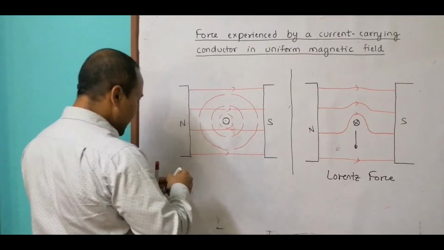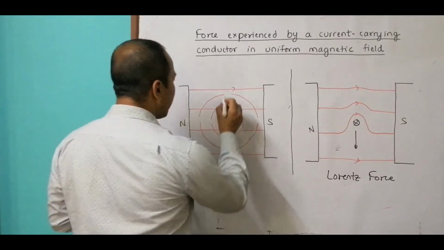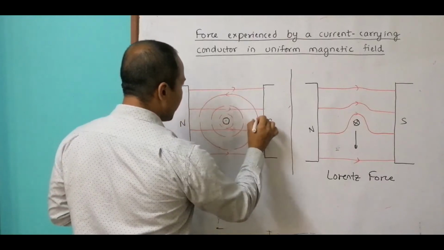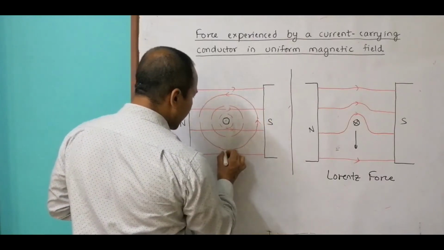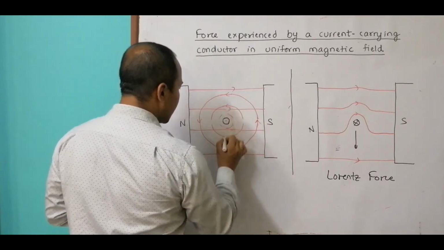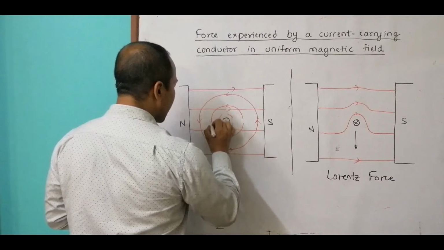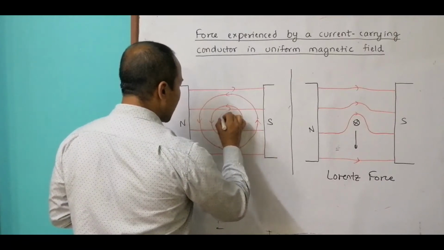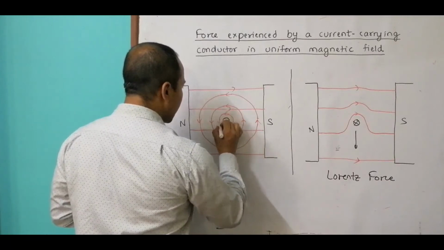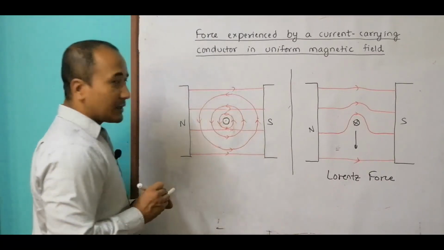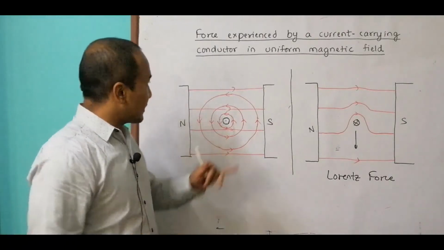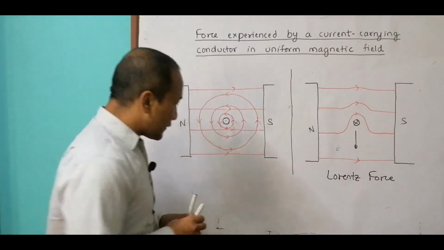So what happens now is, I'll have to reverse all of them. So current coming like this. So it is like this, then like this, one more, like this, and this. Now in this case, what is happening? At the lower side they are adding, and at the upper side they are cancelling. So the field lines will be somewhat like this.